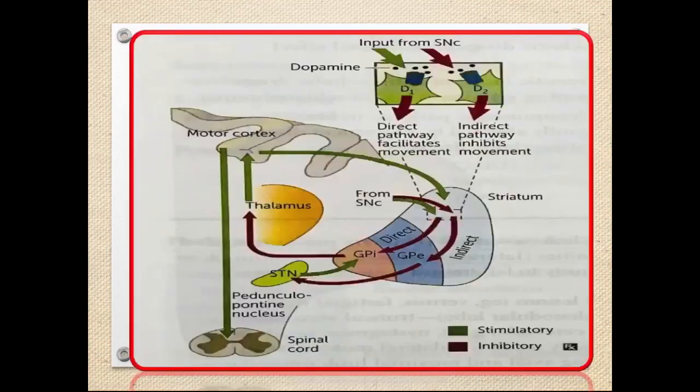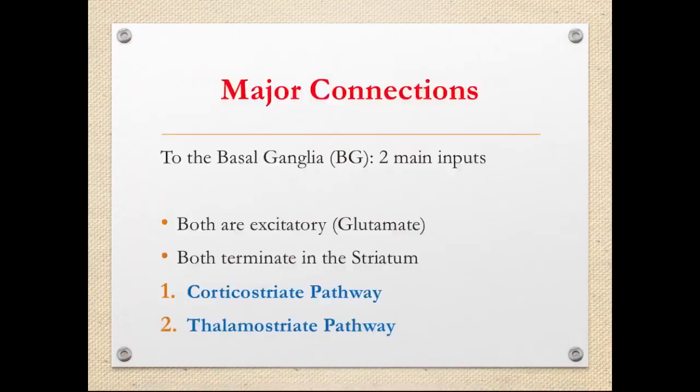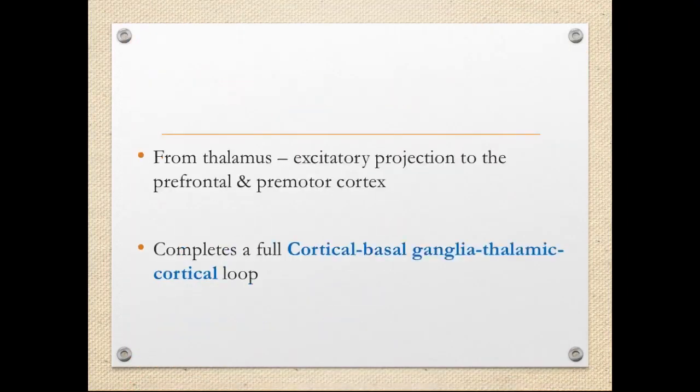Like say in this simplified version of the diagram I have written two things, globus pallidus internus / substantia nigra pars reticulata. So these two inhibitory, right, and excitatory is from the motor cortex to the striatum, and thalamus also sends few of the connection to the striatum, that is very minor, so I haven't shown that thing in this diagram, right. Okay. Now from the thalamus there is only excitatory projection to the prefrontal and premotor cortex. So it completes a full cortical basal ganglia thalamic cortical loop. Okay.